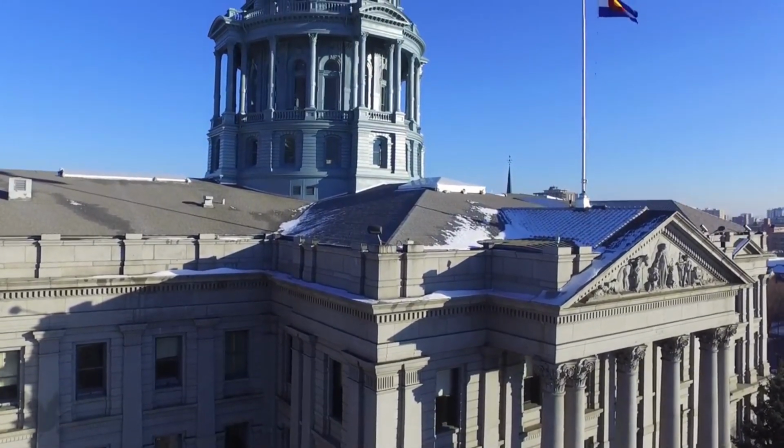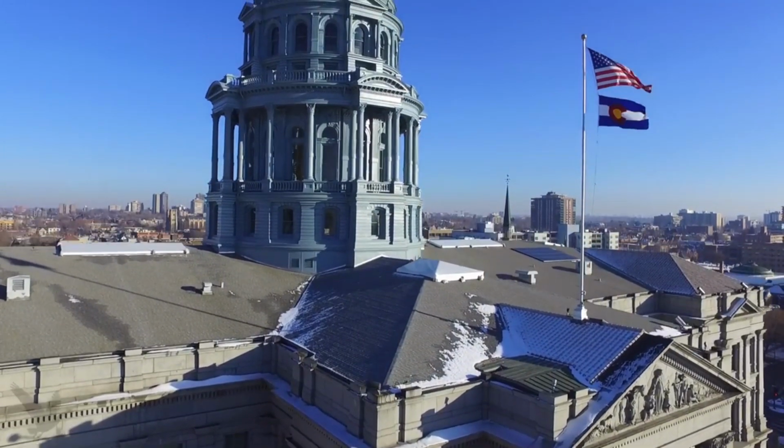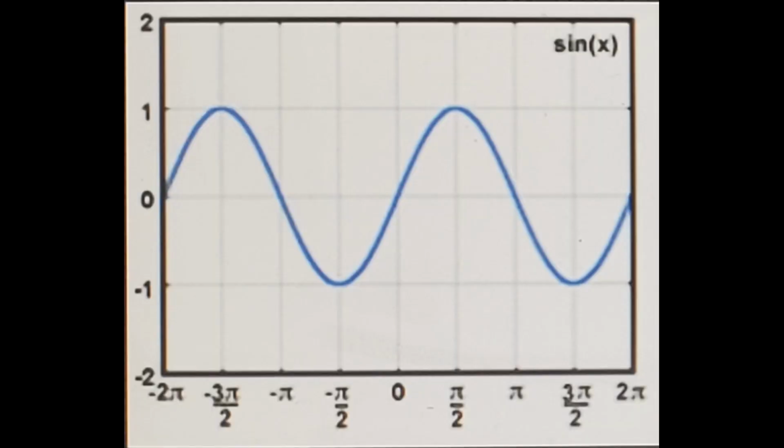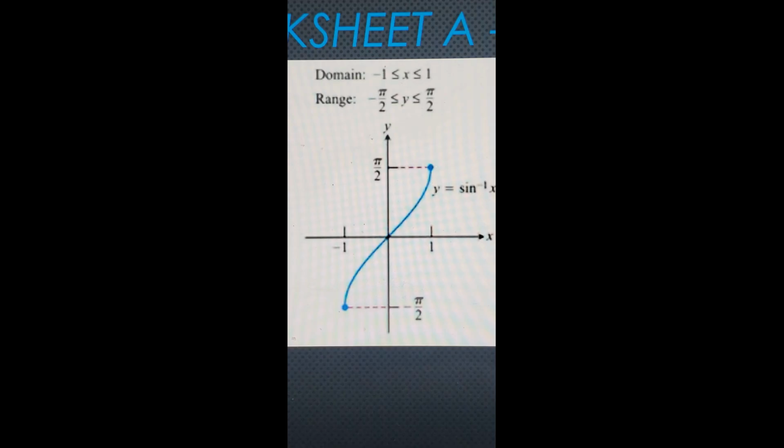Okay, so first of all, on the top of worksheet A, we have these three blank graphs, and we need to fill those in. First of all, before we even get into this, what we have to realize is what we're talking about. So in this chapter, we're talking about inverses. This is a normal sine curve. It starts at 1, goes down, and comes back up and does a full period within 2 pi. Well, if we turn this and kind of flip it over the y equals x line, we get something that looks like this. So it goes up and down.